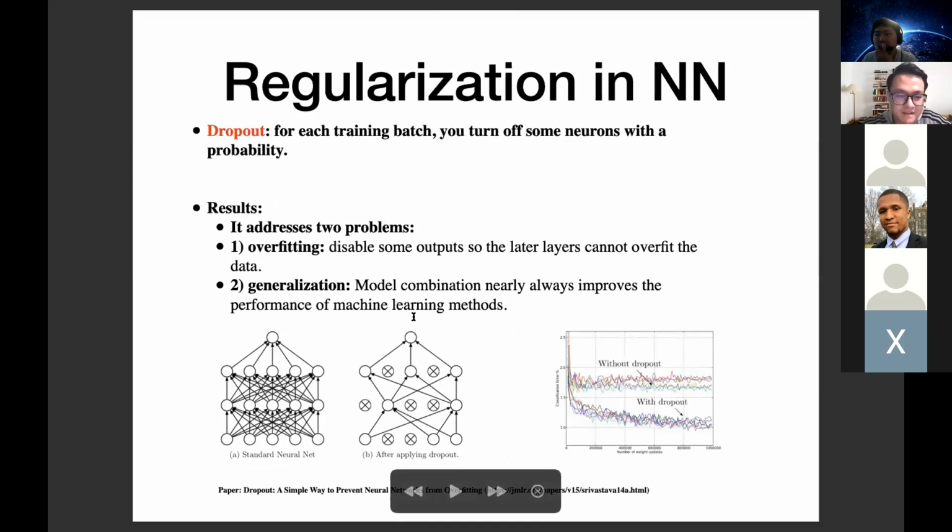As I said before, it addresses two problems. The first is overfitting, and the second is generalization. Model combination always improves the performance of machine learning methods. So in the right figure, you can see that with dropout, we can decrease the classification error a lot, so you can get a good performance.